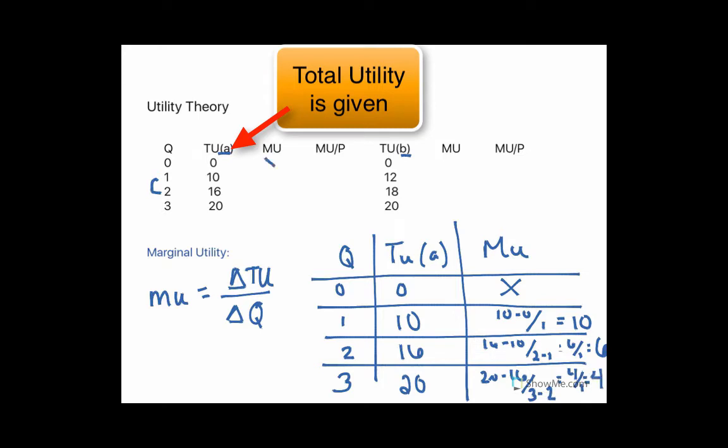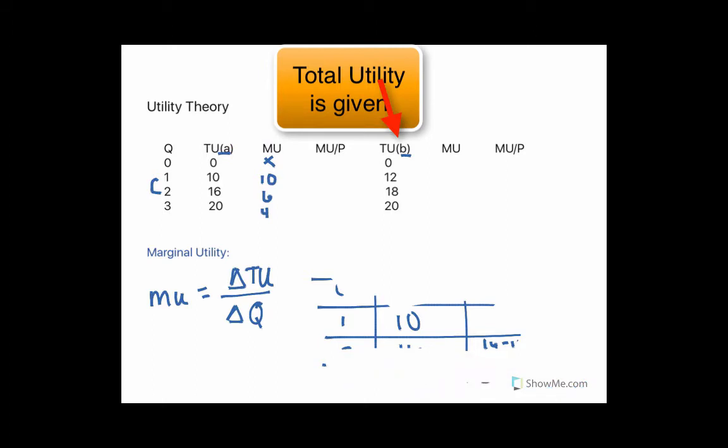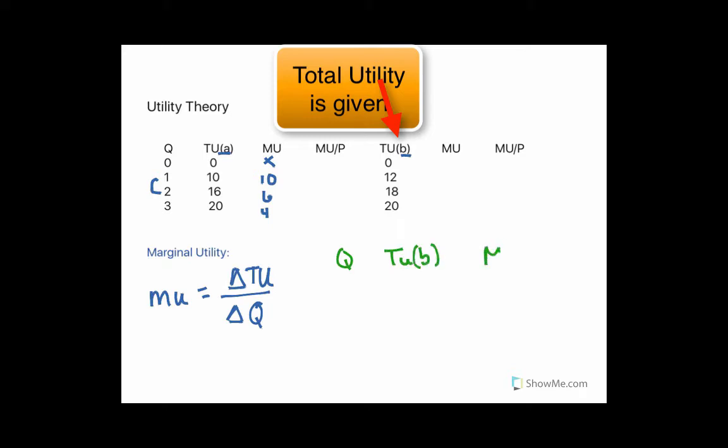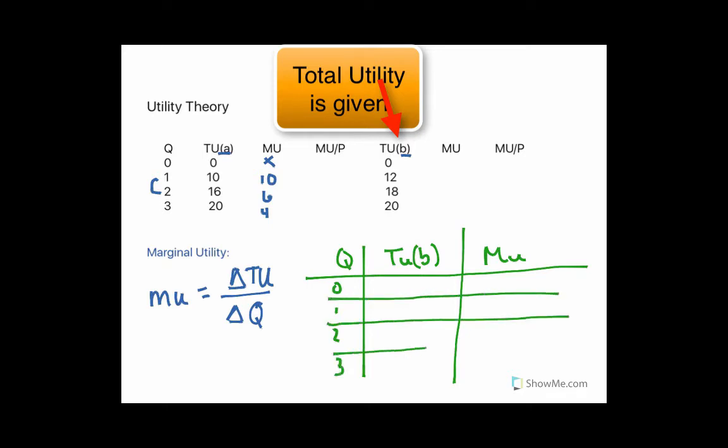So I'm going to quickly draw these in. Now let's do this for B. We'll do the same thing. At a quantity of 0, again, total utility is 0, so there is no marginal utility. At a quantity of 1, we have 12 total utility. So using the equation, we have 12 minus 0 divided by 1 minus 0, so just 12 over 1, which is 12.